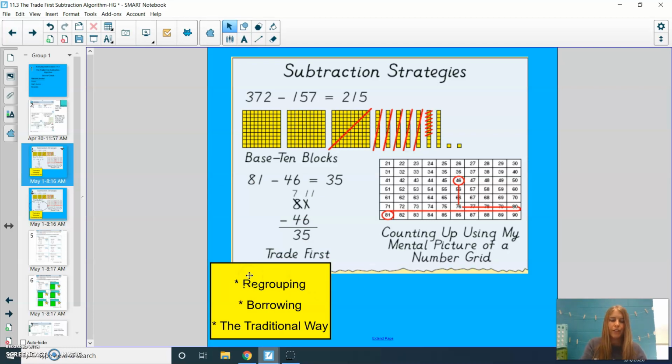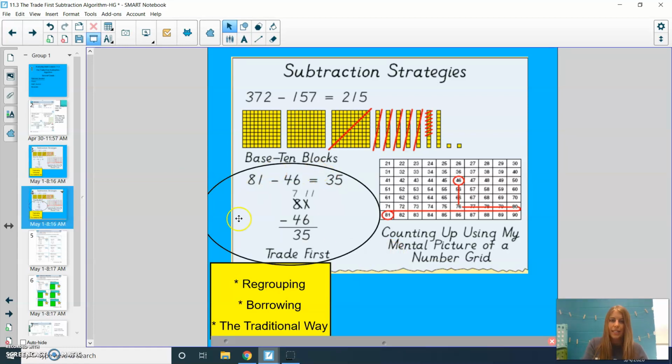One other way that you could solve is by using the trade first method. Trade first is also referred to as regrouping or borrowing or thinking about the traditional way. So if I have 81 minus 46, I can borrow from that 8 and change that to a 7, and I can then do 11 minus 6, which is 5, and 7 minus 4 is 3. Still getting the same answer of 35, just like in the problem where we were counting up. So boys and girls, the way that we're going to focus on today is the trade first method, the traditional way where we are regrouping and where we are borrowing. These are just a couple other ways for thinking about some subtraction problems.